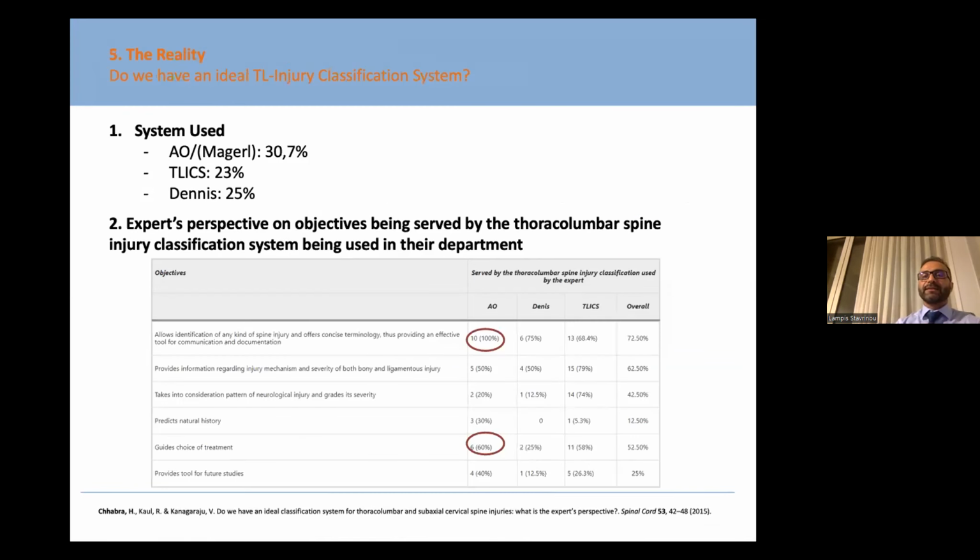Now, what is the reality? Do we have an ideal classification system? The evolution of the classification system.